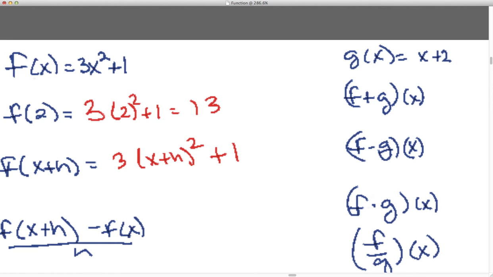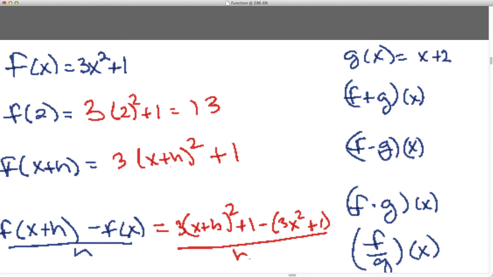Again, this is just a concept video, so I'm not going to actually evaluate it all, but you would end up foiling this out. And then combining your like terms here, you would take that minus your function, so it would be the 3 times x plus h squared plus 1 minus the whole function. A lot of people forget this parentheses. Don't forget it. It'll mess you up. Okay.